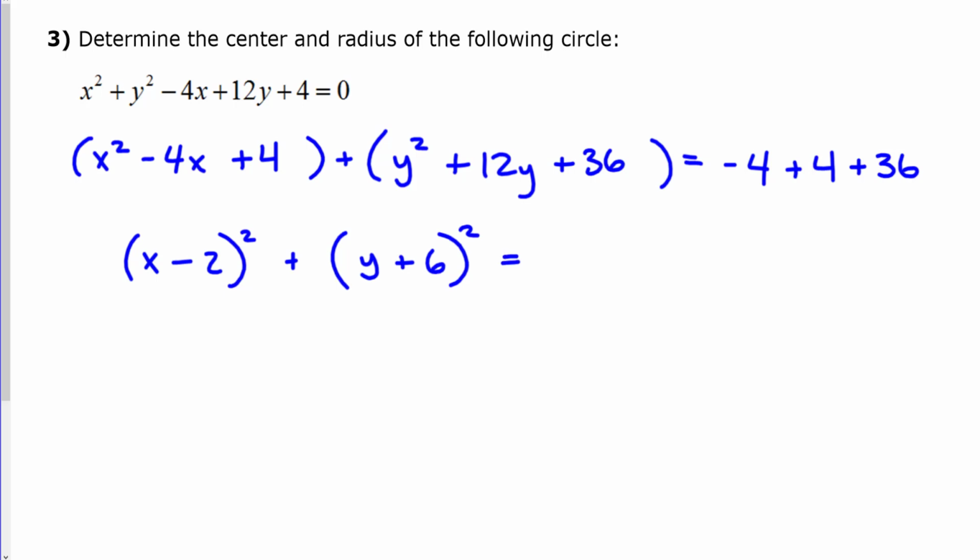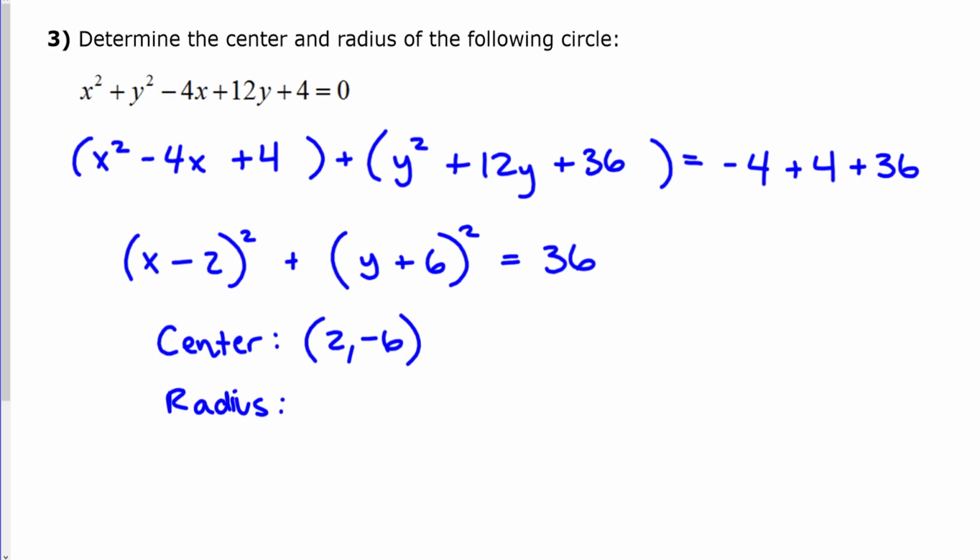Negative 4 plus 4 is 0, and 36. So that means the center of this circle is going to be at 2, negative 6, because we take the opposite of the numbers inside, and the radius is going to be 6. It's the square root of the number on the opposite side of the equals.